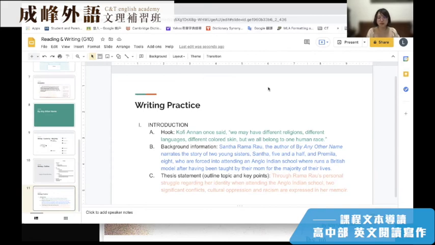Okay, here comes the most important part of the introduction and also of your paper. It's the thesis statement. So I want to outline the topic and the key points. So the two key points we are going to talk about: first, through Santha Rama Rau's personal struggle regarding her identity when attending the Anglo-Indian school, two significant conflicts, so the two main things that happen to the author, cultural opposition and racism, are expressed in her memoir. So here comes our introduction, and then we will continue with our body paragraphs.